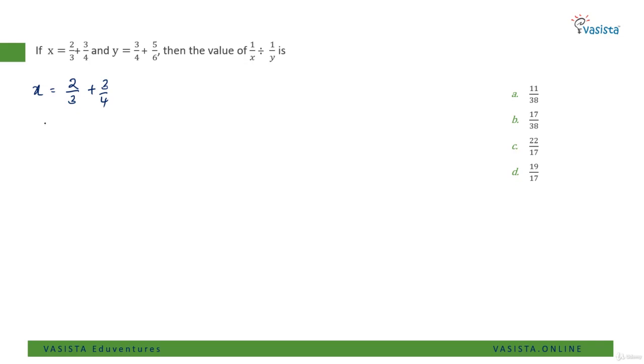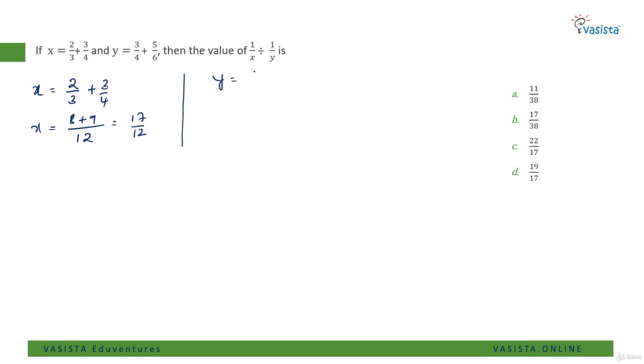Now take an LCM for this. So 4 and 3, it is going to be 12. 3 4s are 12, 4 2s are 8, plus 4 3s are 12, 3 3s are 9. This is going to become 17 by 12. So now we found the value of x. Similarly, let us find the value of y.